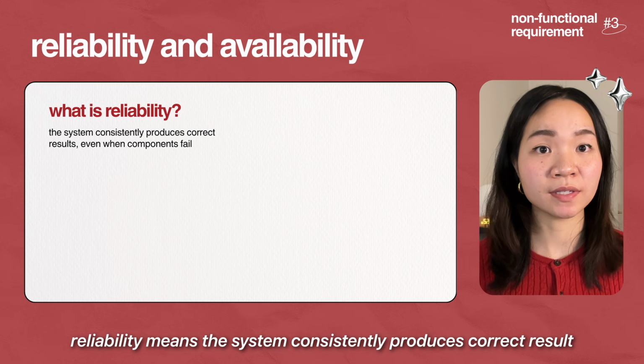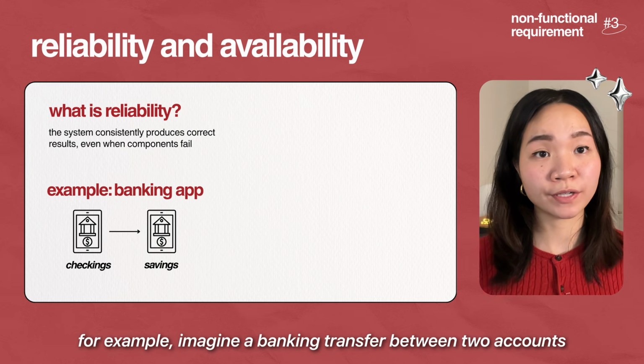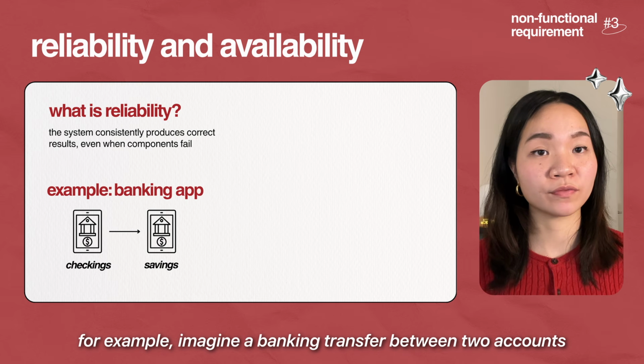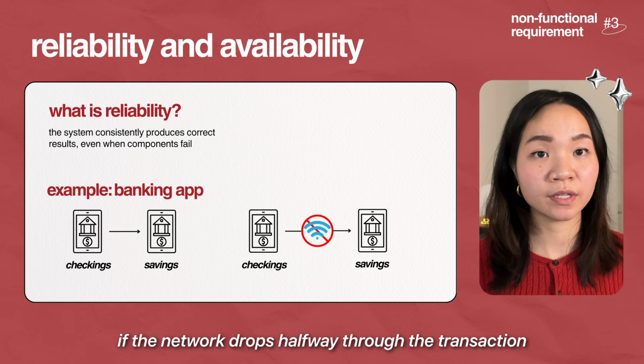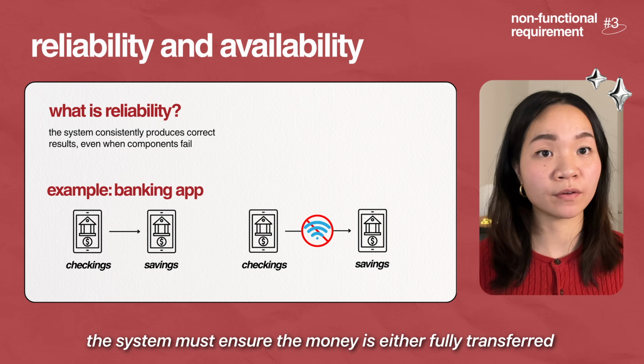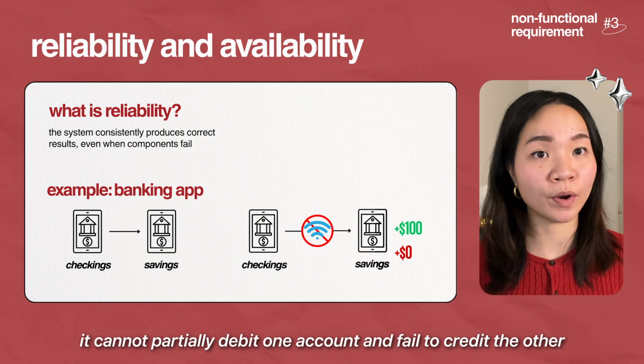Reliability means the system consistently produces correct results even when components fail. For example, imagine a banking transfer between two accounts. If the network drops halfway through the transaction, the system must ensure the money is either fully transferred or not transferred at all. It cannot partially debit one account and fail to credit the other.